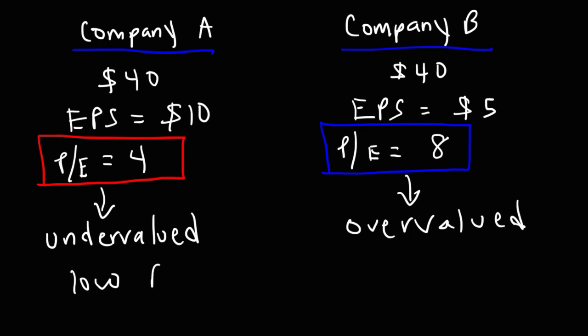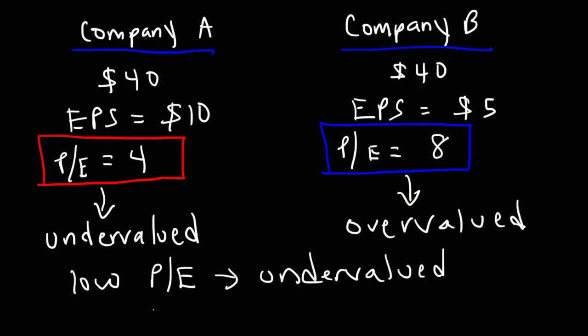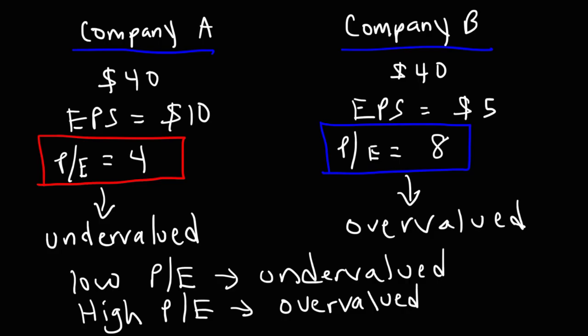A low PE ratio indicates that the company is undervalued, but a high PE ratio is an indication that the company might be overvalued. Now, sometimes you may have a stock with a high PE ratio and the stock's price could still be climbing higher and higher. In that case, investors believe that there's a lot more growth potential in this company, so they're willing to pay a higher price for that stock.